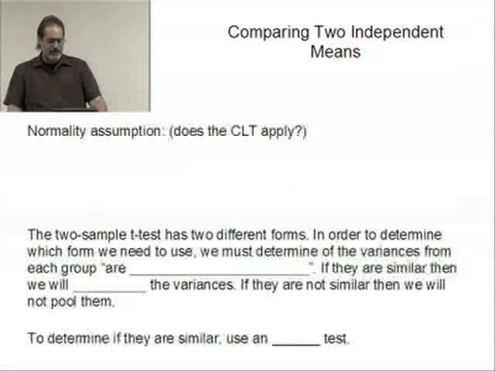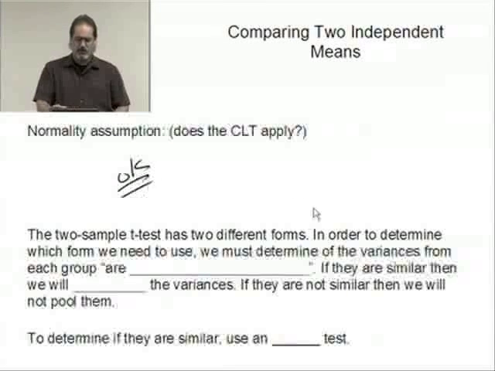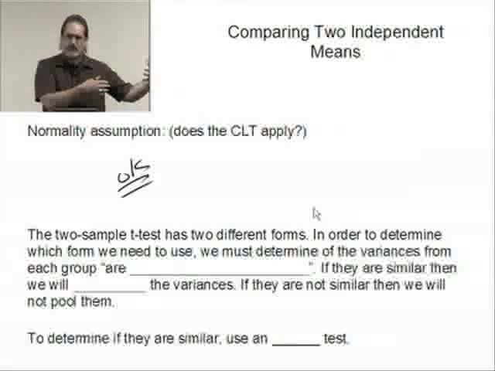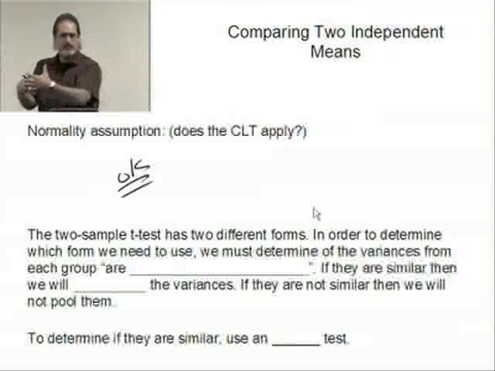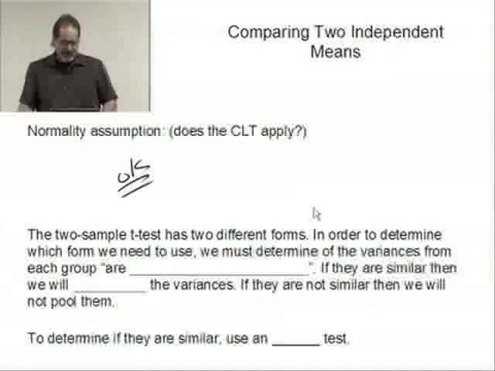Okay, the normality assumption. The CLT does not apply, and like I just said, we already did normal plots. I'm going to say okay here. If you did an f-test first, you already had the normal plots. If you're going to do a t-test with the same data, you don't have to do normal plots again. You already did it once. You know what they look like.